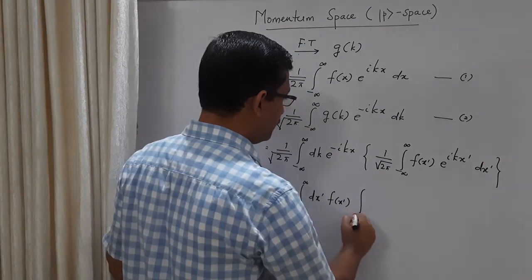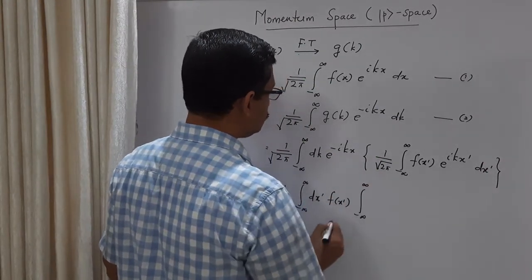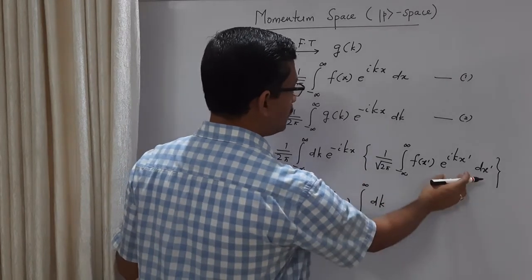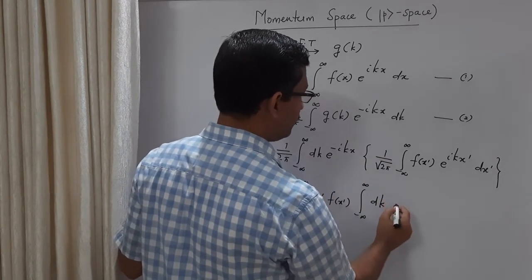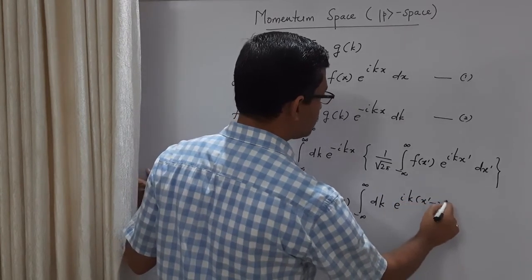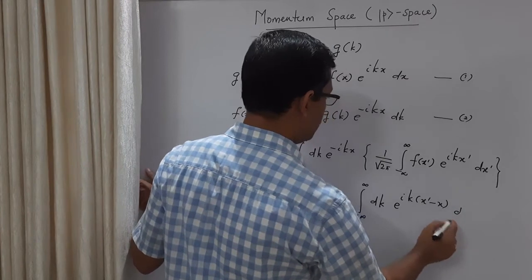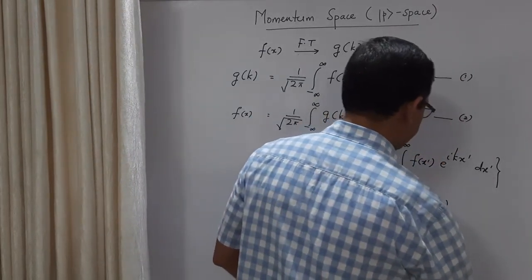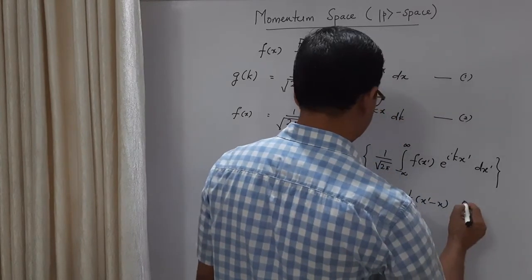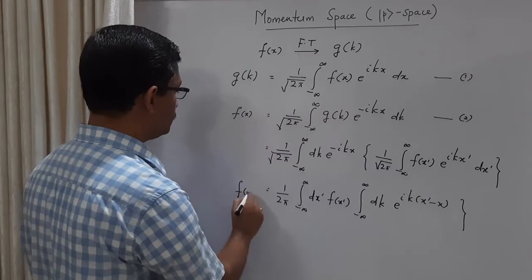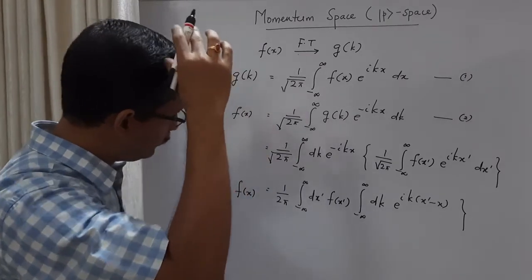So what are the remaining terms in k integration? Integration over dk, and this term we can combine. So then we get e raised to i k (x prime minus x) dk, I have already written. And on the left hand side we have f of x.